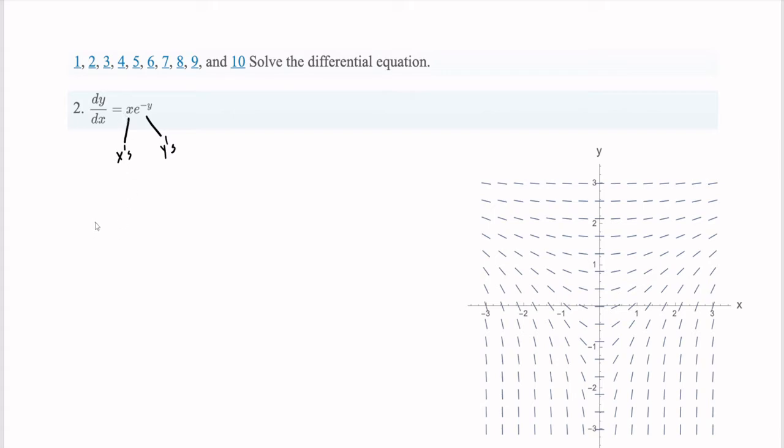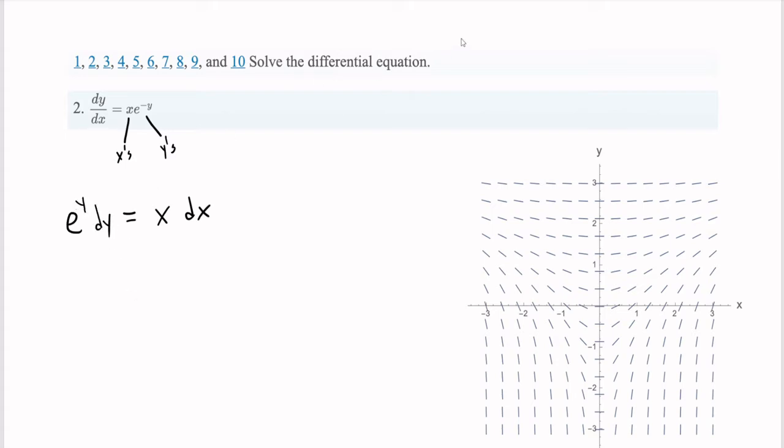Step two then is going to be all the y's on the left, all the x's on the right. So on the right we'll have x dx. You could think of taking this and moving it over. On the left though, we have e to the negative y. So we could divide by that, but really it's not that bad to think about what will happen there. This is just going to end up being e to the y dy.